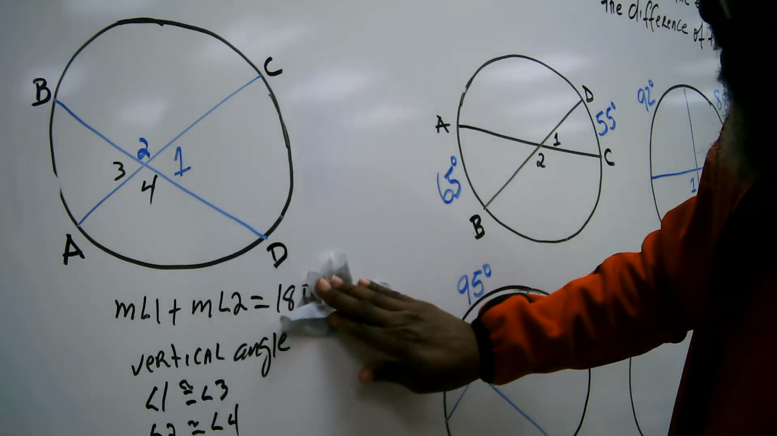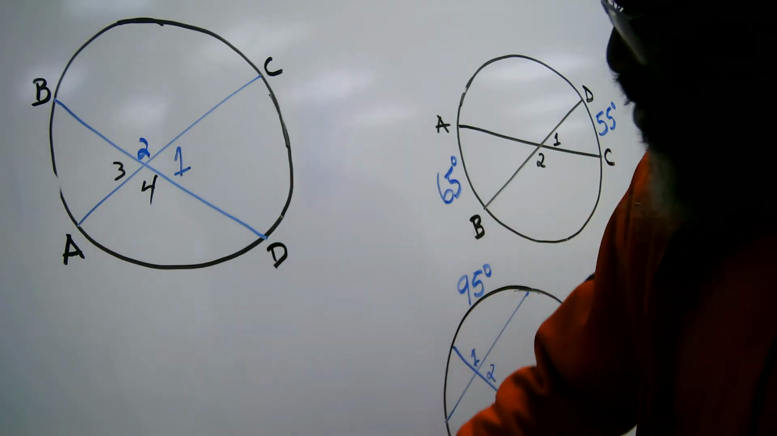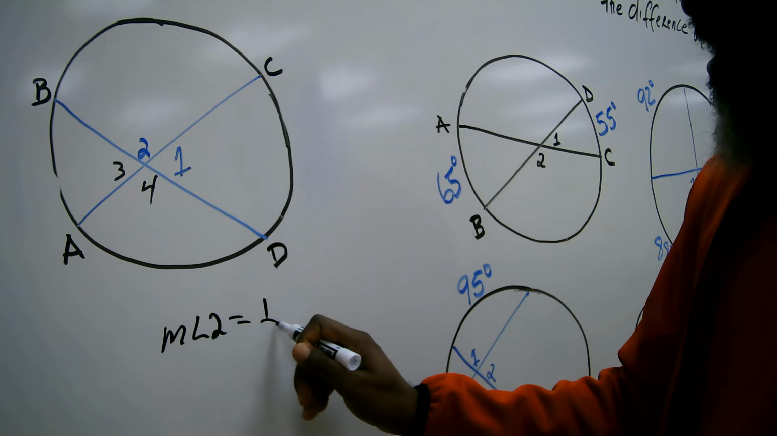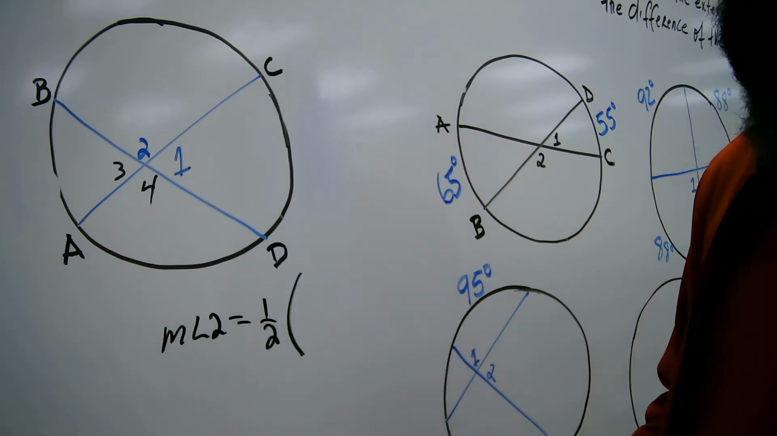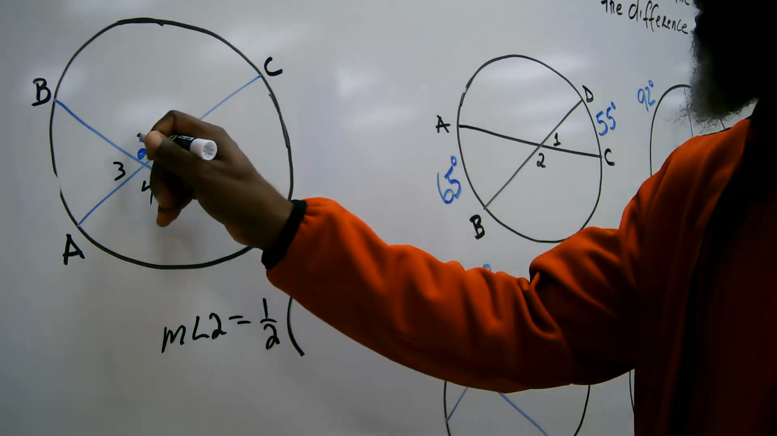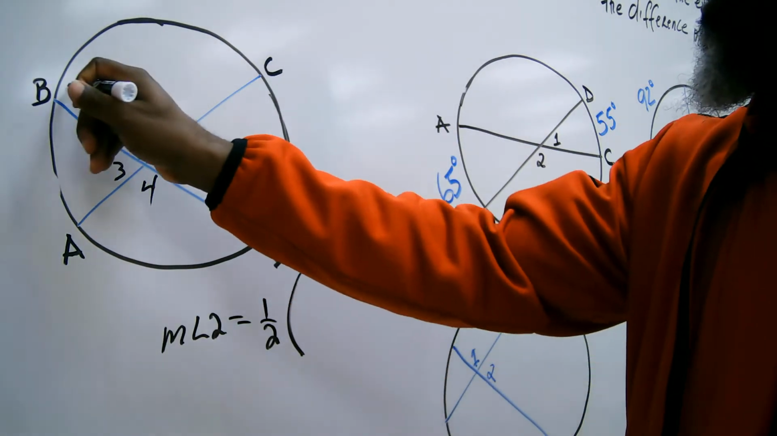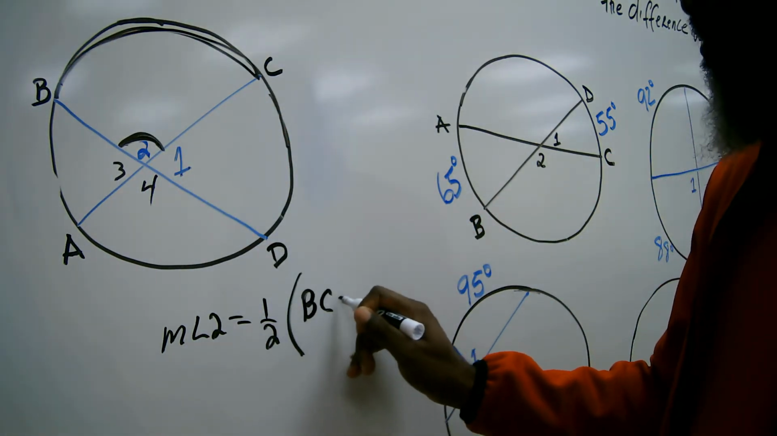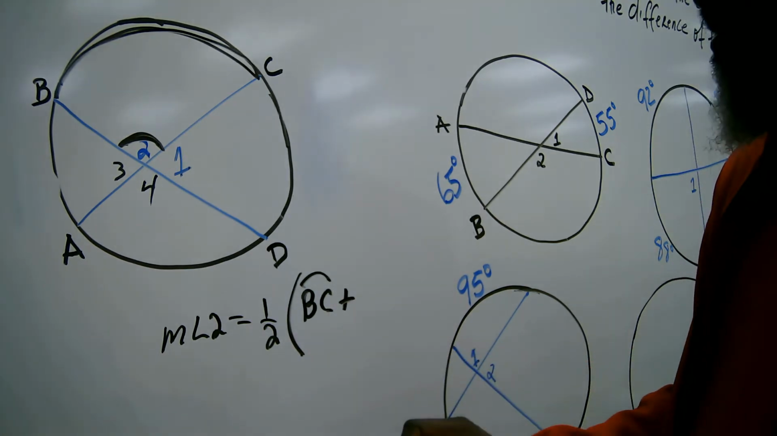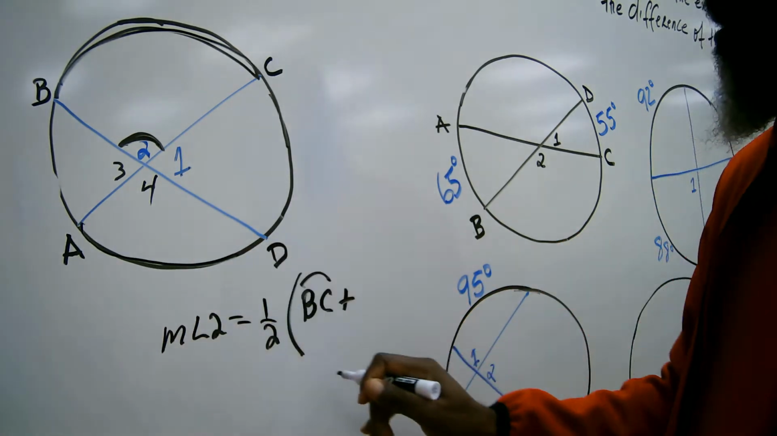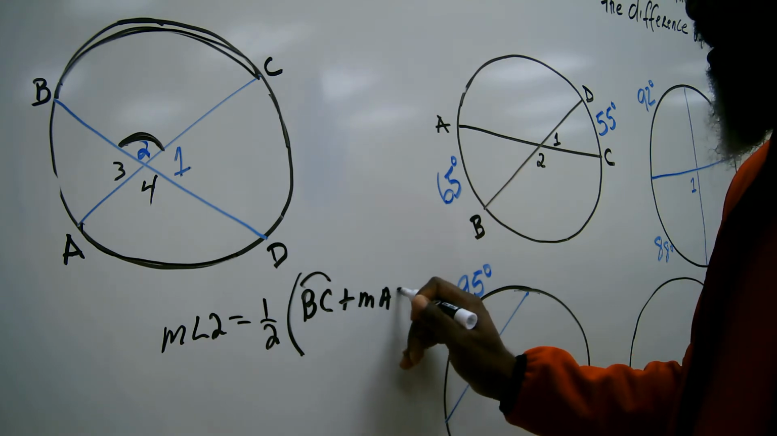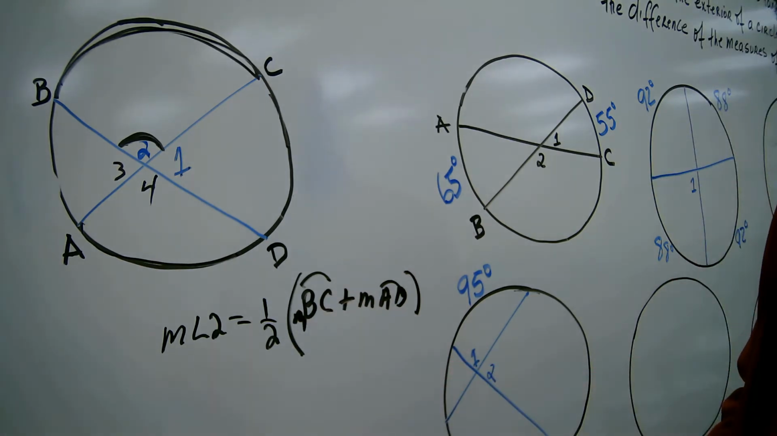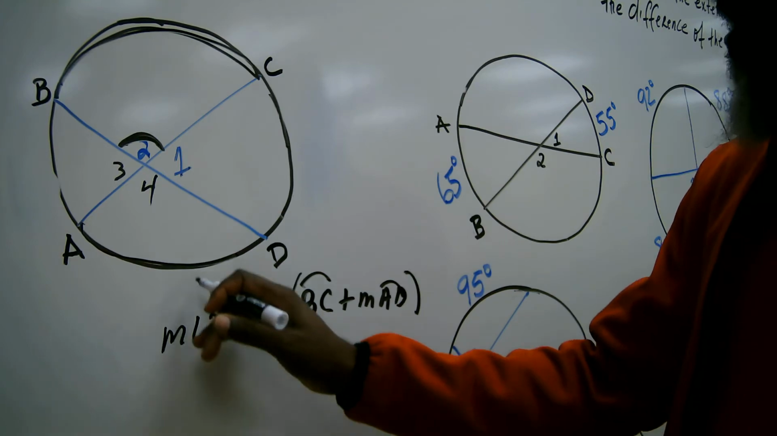So if I want to find angle 2, the theorem says that in order to find the measure of angle 2, I have to take 1/2 the sum of the intercepted arcs formed by that angle. This is angle 2 here. The intercepted arc is BC. So I'll take 1/2 of the measure of arc BC plus the measure of arc AD. Then that will give me the measure of angle 2. That's what the theorem is telling you. And if I know angle 2, I know angle 4.